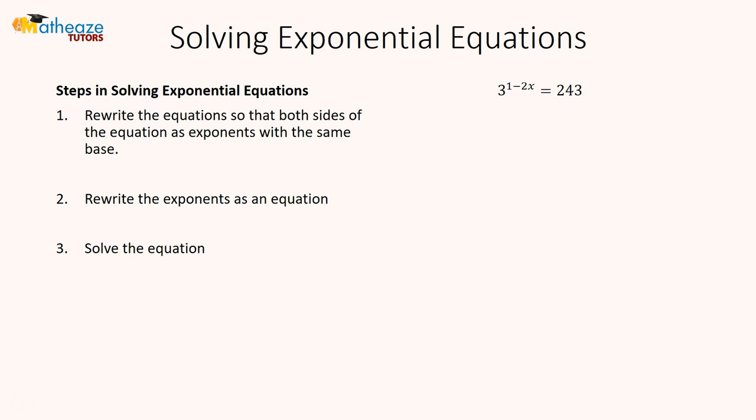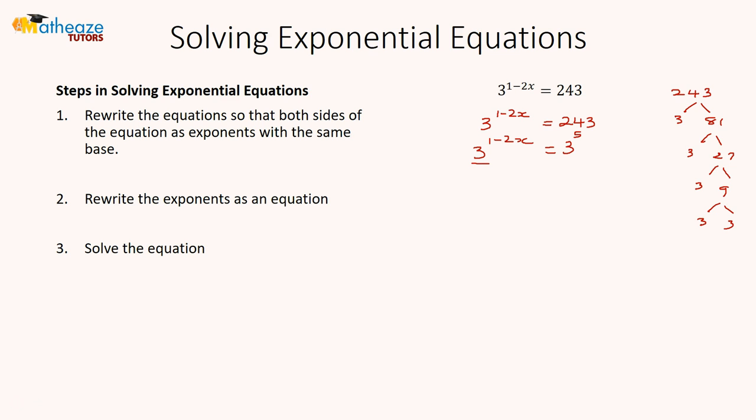Now let's look at this second one. We have 3 to the power of 1 minus 2x equal to 243. What we can do here quickly is create a factor tree out of this. We have 3 and 81, 3 and 27, 3 and 9, 3 and 3. So we can see that 243 is the same as 3 to the power of 5.